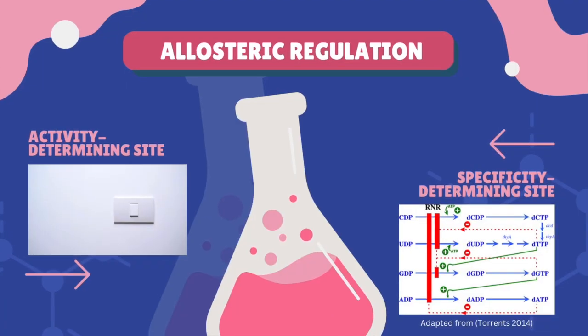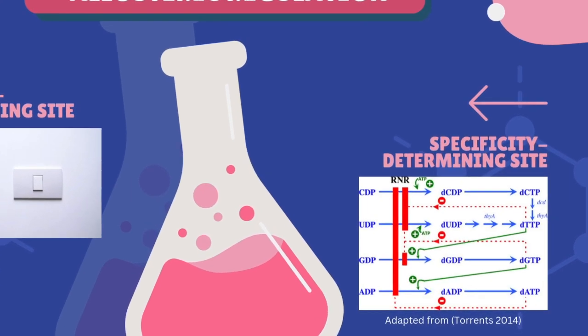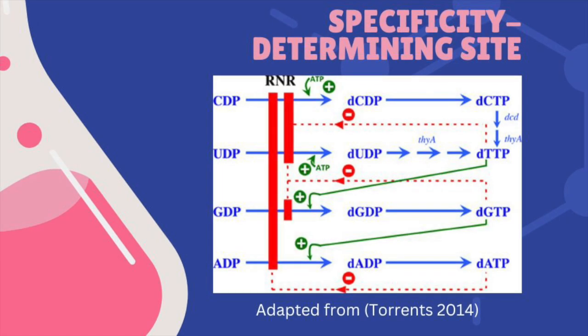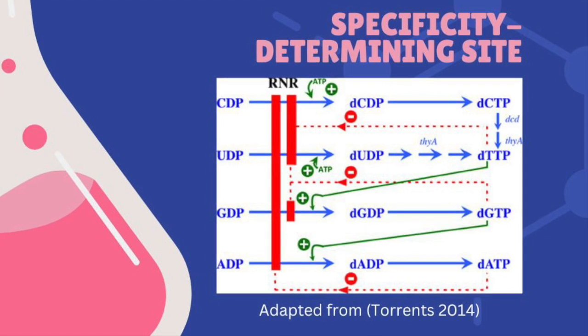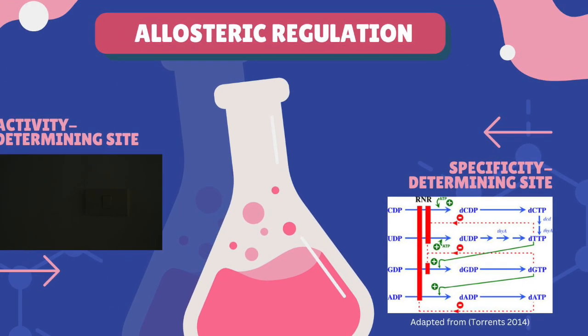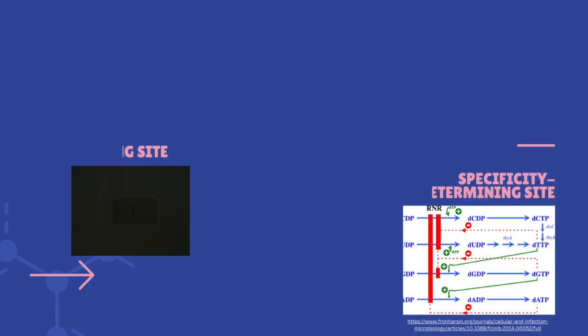Then there's the specificity determining site, which controls which nucleotides are reduced. ATP binding promotes the reduction of CDP and UDP. dTTP binding shifts RNR activity to reduce GDP, and dGTP binding directs RNR to reduce ADP. Once all these steps are complete, all 4 deoxyribonucleotides are produced in balanced amounts for DNA synthesis.